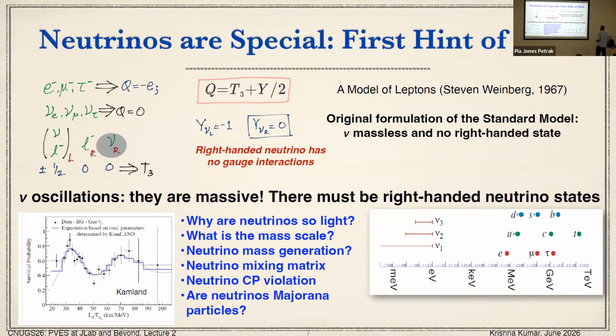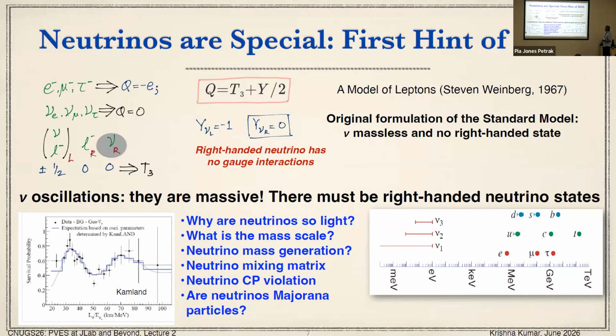So neutrinos are massive. Why are neutrinos so light? What is the mass scale? We don't know the absolute mass scale, which I will tell you in the next slide. How is neutrino mass generated? We think there is the Higgs mechanism, of course, but is that all? There is a neutrino mixing matrix. Is there neutrino CP violation? Are neutrinos Majorana particles? These are important questions.